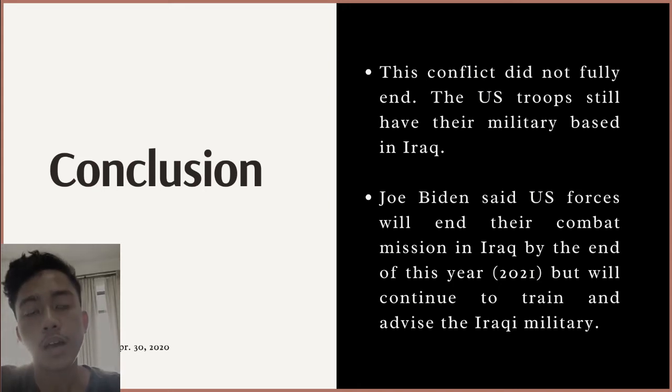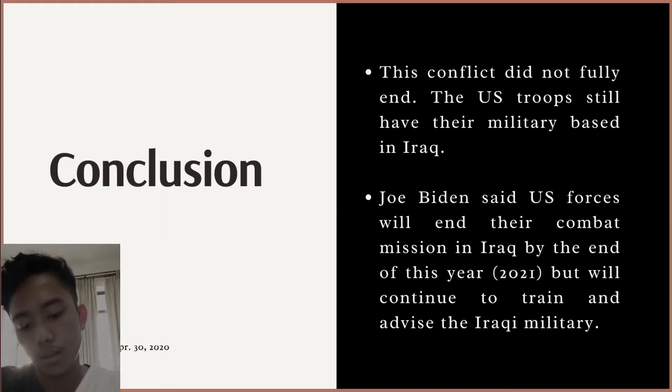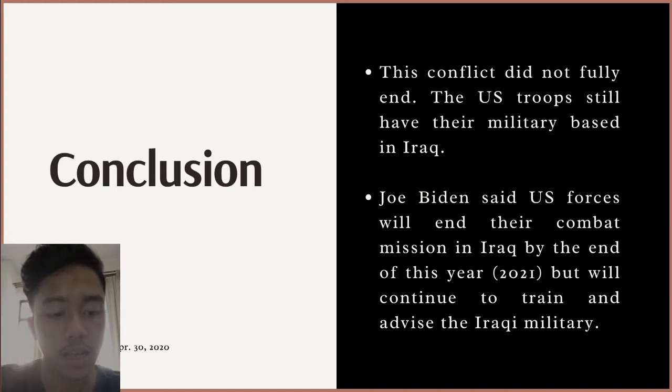It was also said at the White House, between him and the Prime Minister of Iraq, Mustafa Al-Kadhimi, that US troops will still be in Iraq to advise and contribute to protecting Iraqi territory from ISIS and any other terrorists.